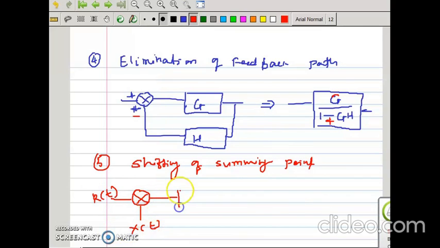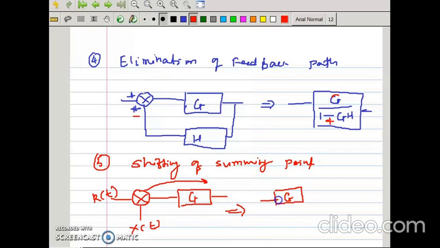After the summing point there is a block called G, right? If we want to shift that summing point after the block, then what are the changes? The changes are very much simple. R of t is as it is here, and this summing point we want here. X of t is as it is here.